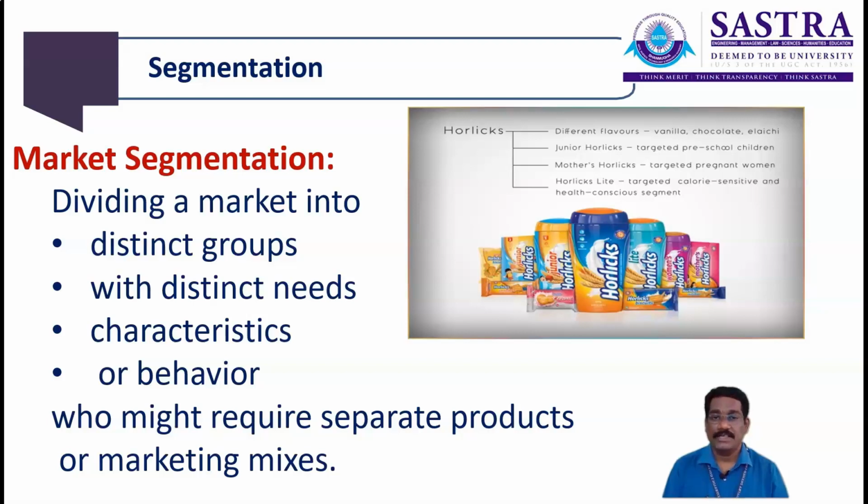Clear? So marketers will formulate marketing strategy to fulfill the requirement of that particular segment of consumers who have distinct groups, distinct needs, specific characteristics, and also exhibit similar behavior. So let us take an example of Horlicks.